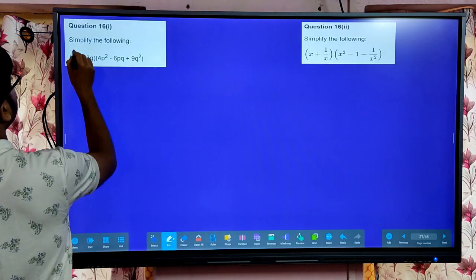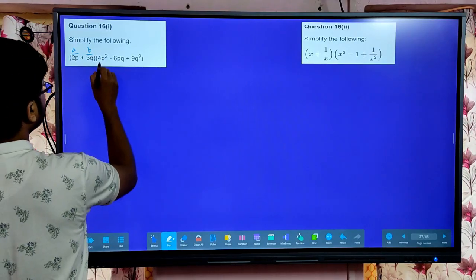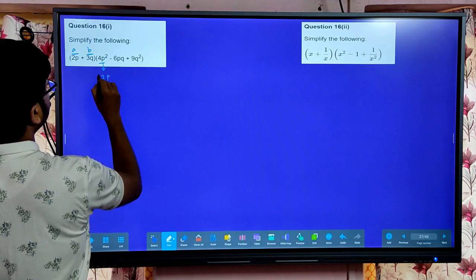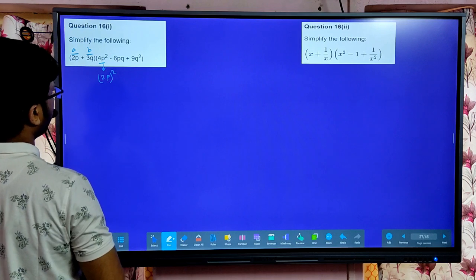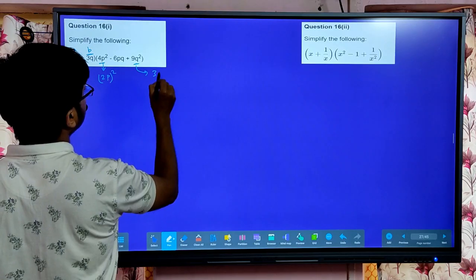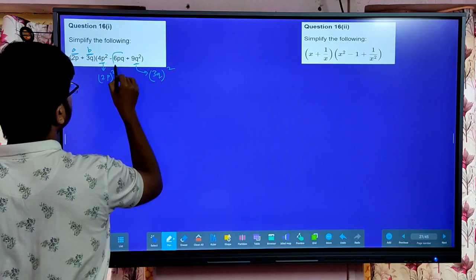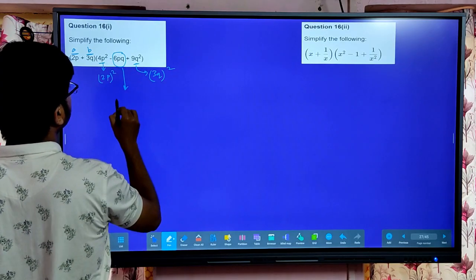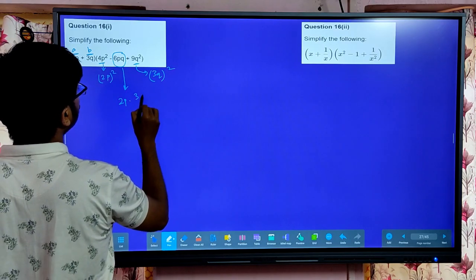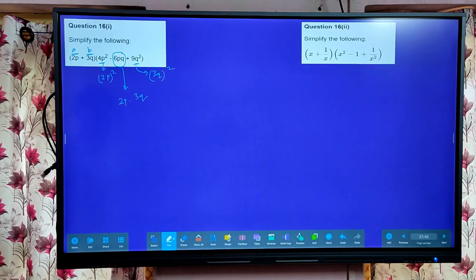This 2p is basically like a, 3q is like b, and 4p square can be written as 2p whole square, right? 9q square can be written as 3q whole square, and this 6pq can be written as 2p into 3q. You see, 3 twos are 6, so 6pq. So the same format will be maintained.